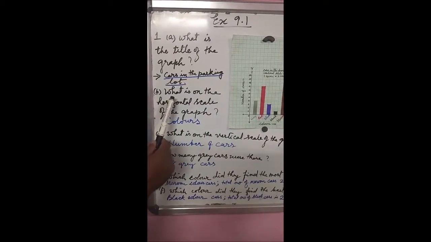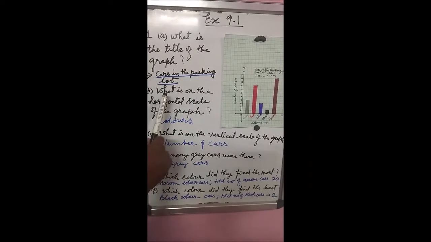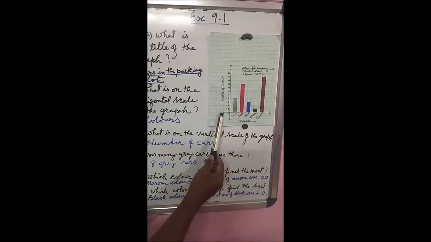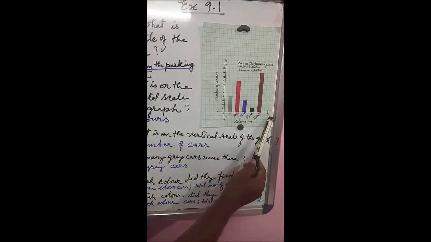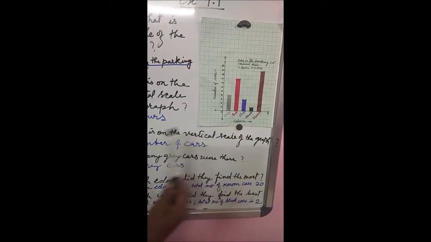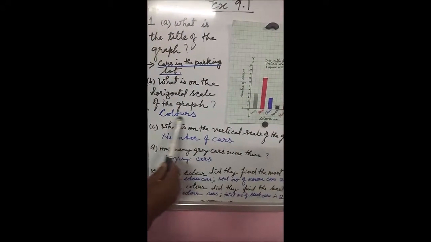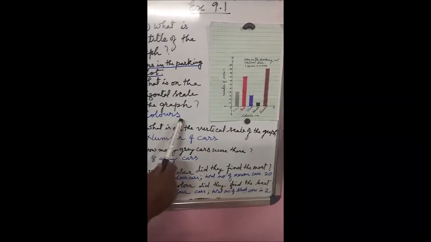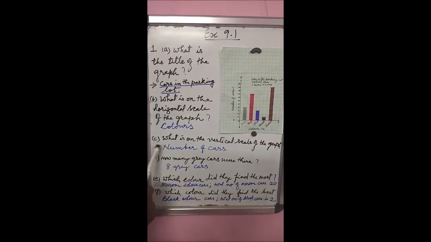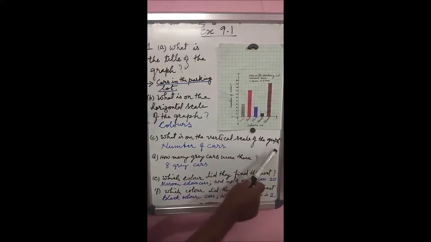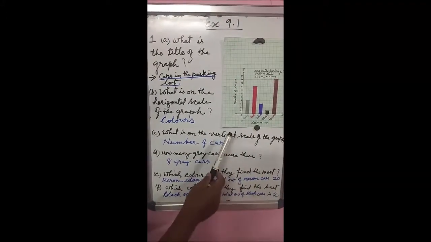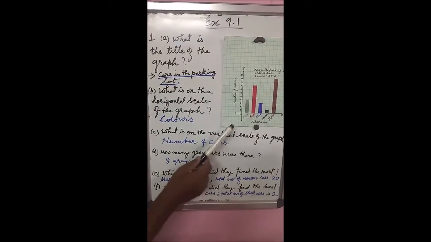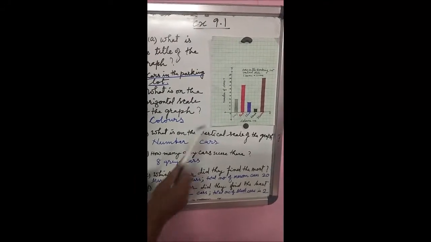So now the second question on this bar graph, what is on the horizontal scale of the graph? So which is the horizontal scale? The x-axis here is the horizontal scale, and what is written on it? Colors. So the horizontal scale represents the colors of the cars. Question number C, what is on the vertical scale of the graph? This is the vertical scale. What is it on the vertical scale? Number of cars.